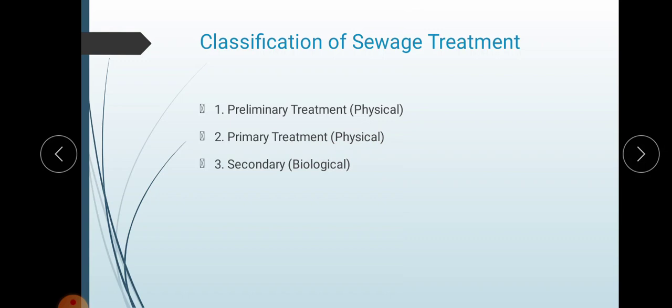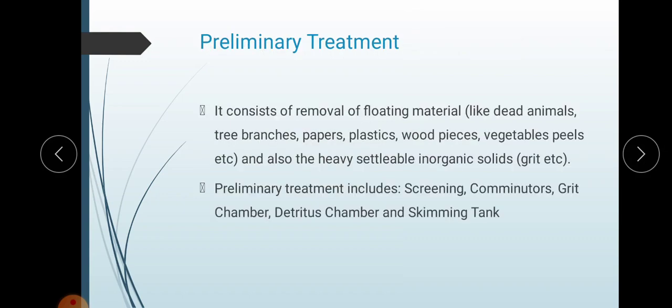Okay, so first we can start with preliminary treatment, and this preliminary treatment consists of removal of floating materials, for example dead animals, tree branches, papers, plastics, wood pieces, vegetable peels, etc., and also the heavy settleable organic solids like grits. So these all are removed in preliminary treatment. And the preliminary treatment includes screening, comminutors, grit chamber, detritus chamber and skimming tank.